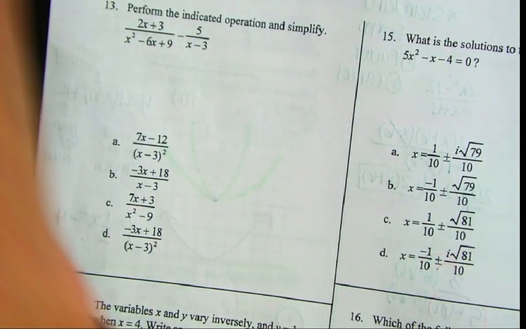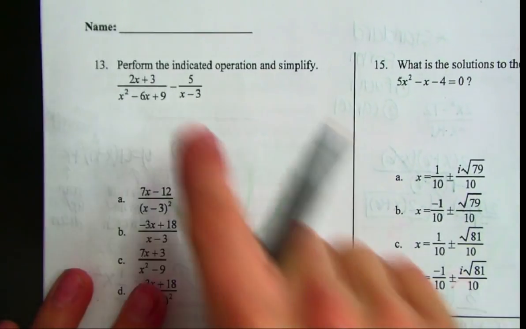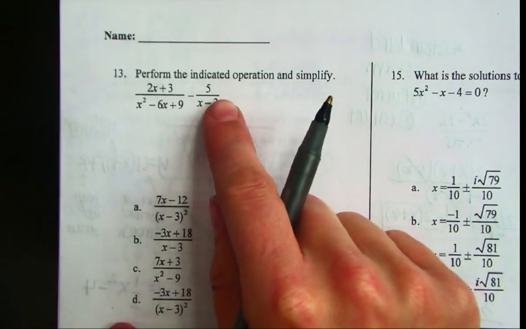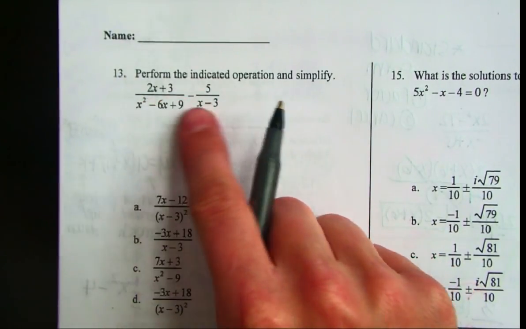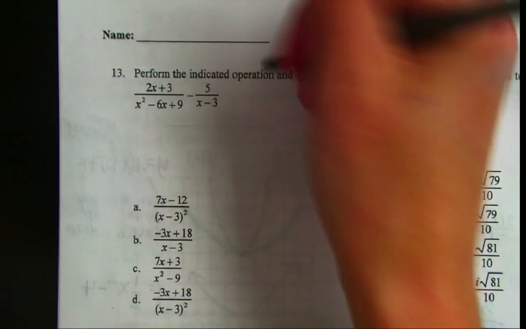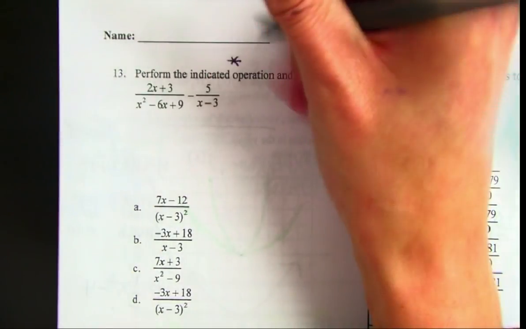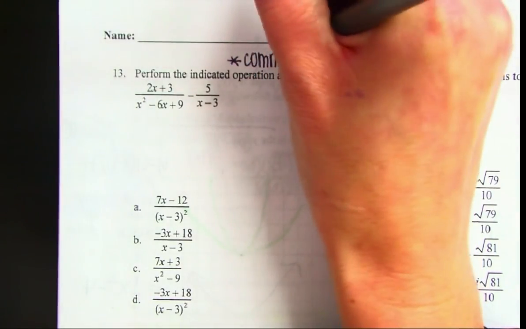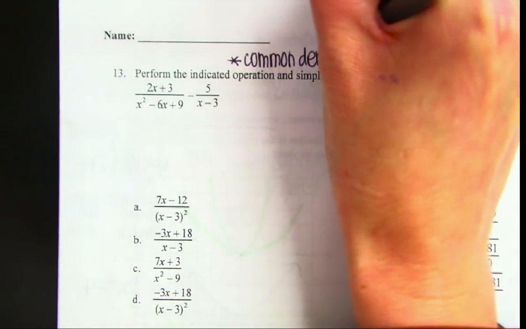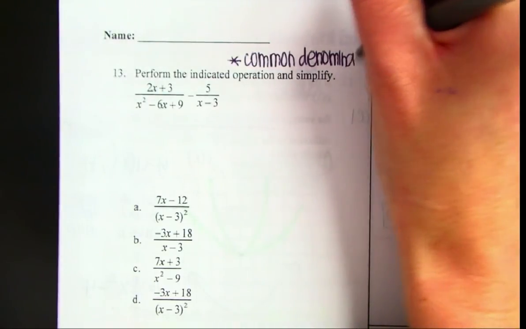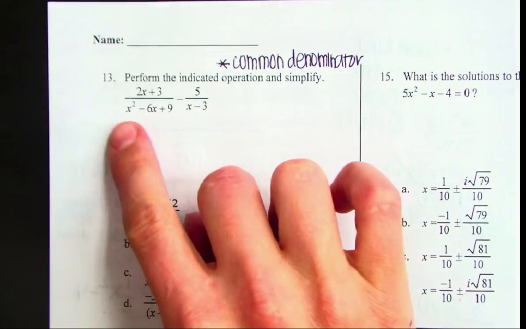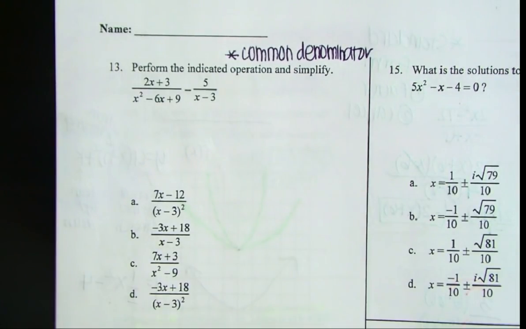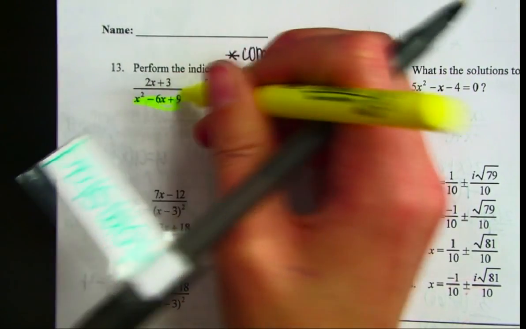Number 13, we're going to perform this subtraction. We want to remember that when we're just subtracting the two fractions, we are not trying to eliminate the bottom of the fractions. In order to add and subtract fractions, you need a common denominator. So in order to find your common denominator, you want to make sure that it's very clear what the factors are in your denominator. So the first thing we're going to do is factor this denominator.